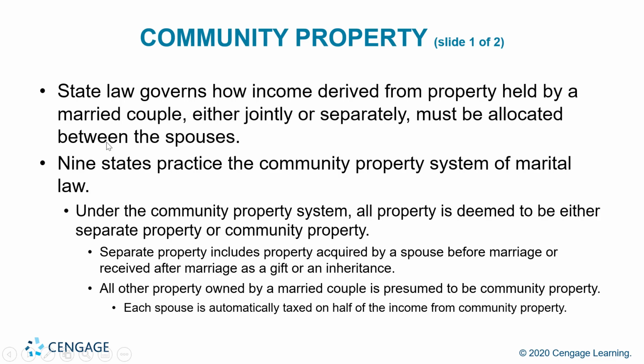So community property states. State law governs how income derived from property held by a married couple, either jointly or separately, must be allocated between the spouses. Nine states practice the community property system of marital law. And so under the community property system, all property is deemed to be either separate property or community property. Separate property includes property acquired by a spouse before marriage or received after marriage as a gift or an inheritance. All other property owned by a married couple is presumed to be community property. Each spouse is automatically taxed on half of the income from community property.